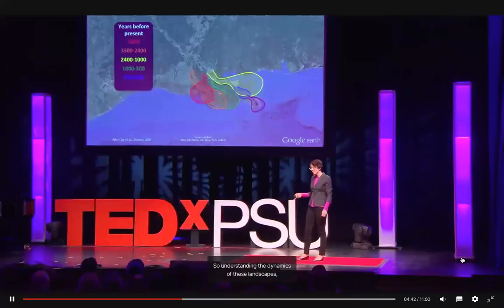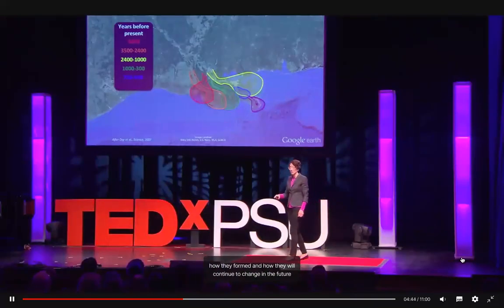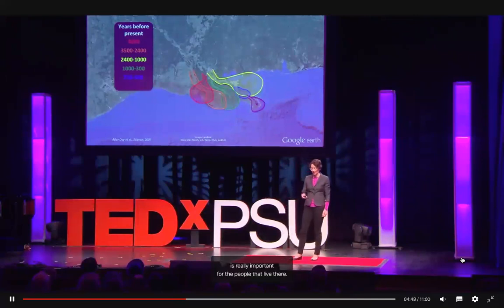So these processes are really important, and especially here, this delta area where these river jumping events in the Mississippi are building land at the interface of the land and the sea. This is really valuable real estate, and deltas like this are some of the most densely populated areas on our planet. So understanding the dynamics of these landscapes, how they formed and how they will continue to change in the future is really important for the people that live there.